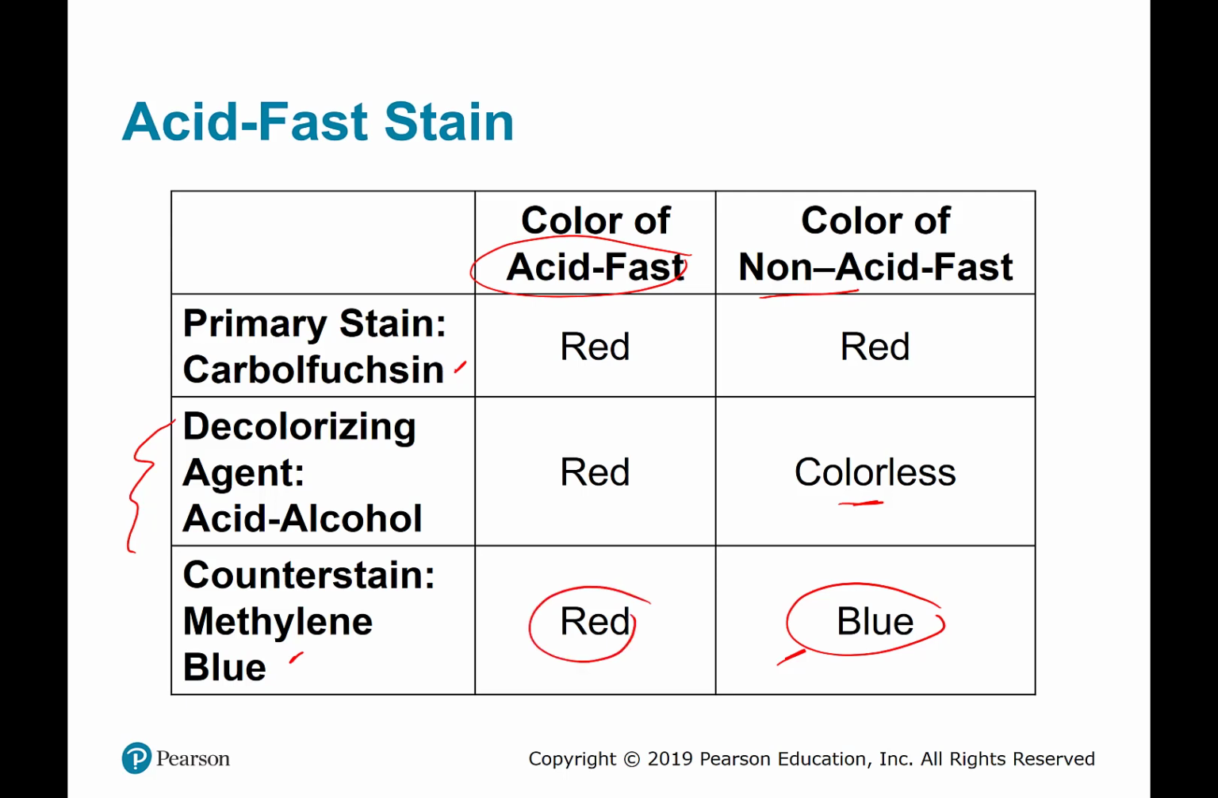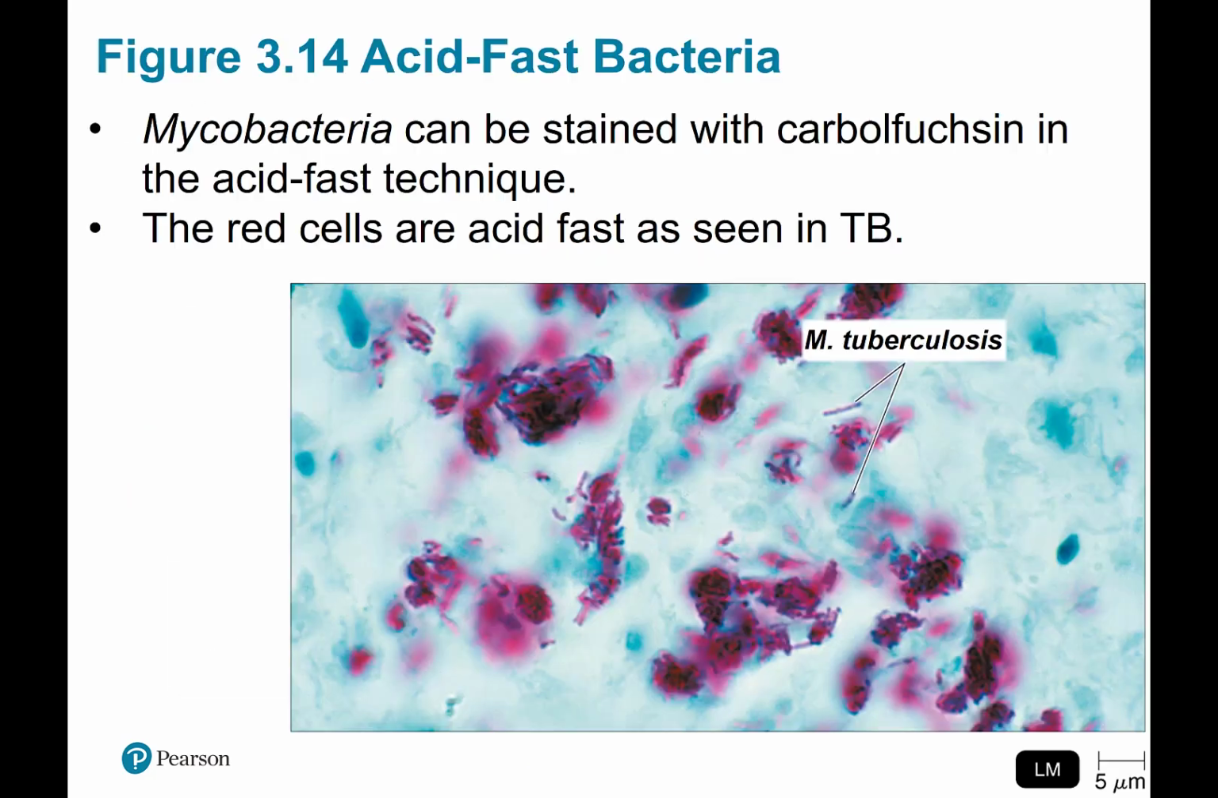So this is considered a differential stain. You're differentiating two major groups of bacteria, one that is acid fast and those that are non-acid fast. And so this is what a slide would look like after the acid fast staining procedure. And so these red cells are the mycobacterium.